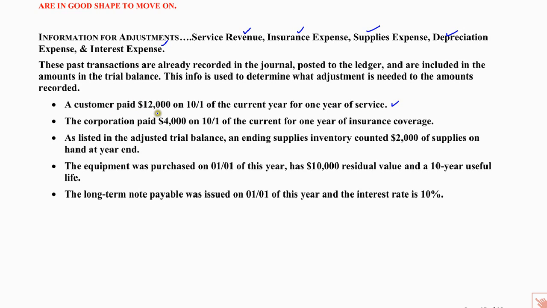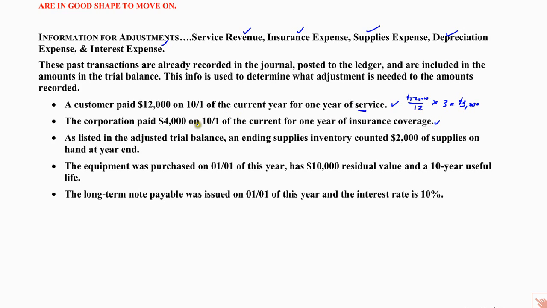A customer paid $12,000 on 10/1 for 1 year of service. So it's $12,000 per year. So it's 12,000 divided by 12 is service per month. October, November, December times 3 months. This adjustment is going to be for $3,000, and it's for a year of service, so it's going to affect service revenue and unearned service revenue.